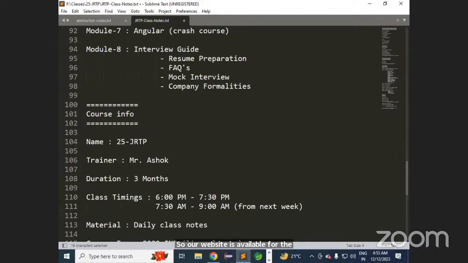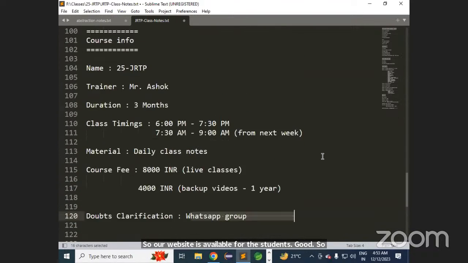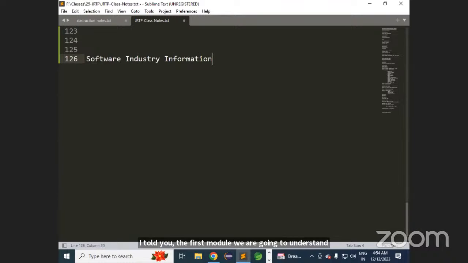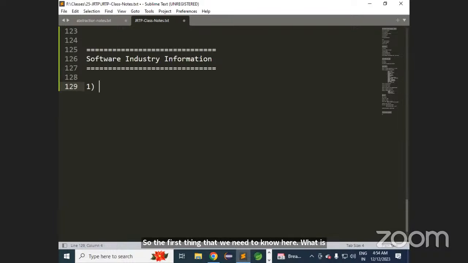Good. So this is what we discussed in the last session. Now let's get started with the actual content. As I told you, in the first module we are going to understand some software industry information. The first thing we need to know here is: what is a project? You are here to develop a project, right? What is a project?